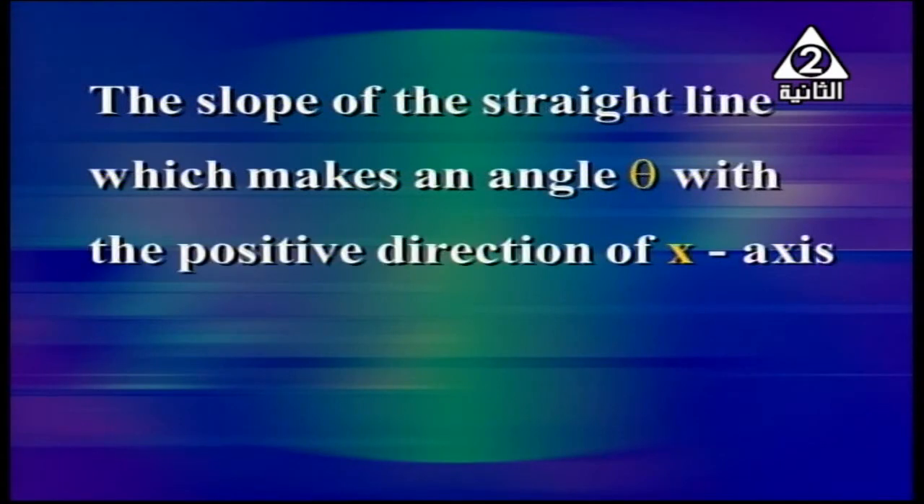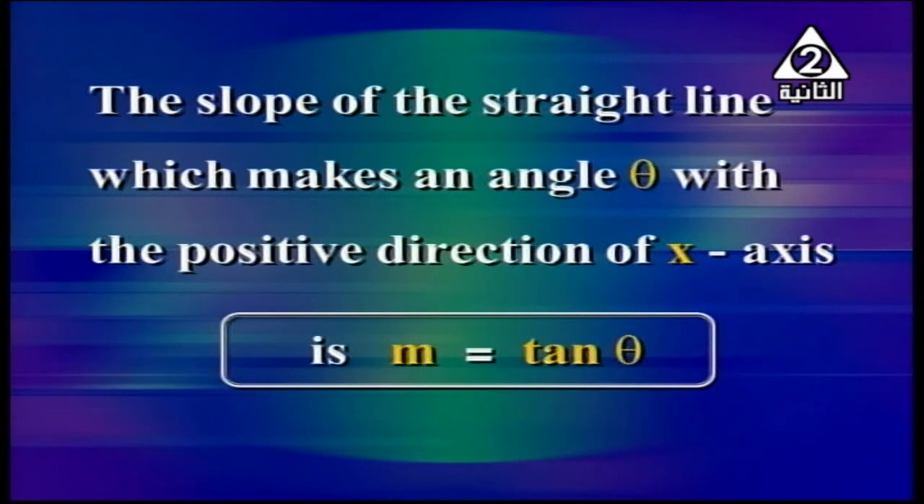Then the slope of the straight line, which makes an angle theta with the positive direction of the x-axis, will be slope equals tan theta. This is another way to find the slope of the straight line. How can you find it? By taking the tan of the angle included between the straight line and the positive direction of the x-axis. So we can say that the slope equals tan theta.